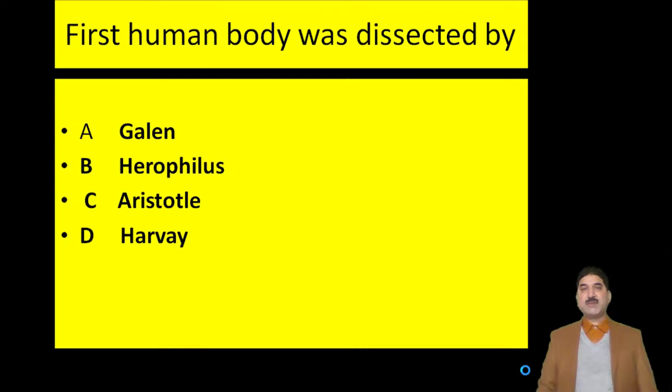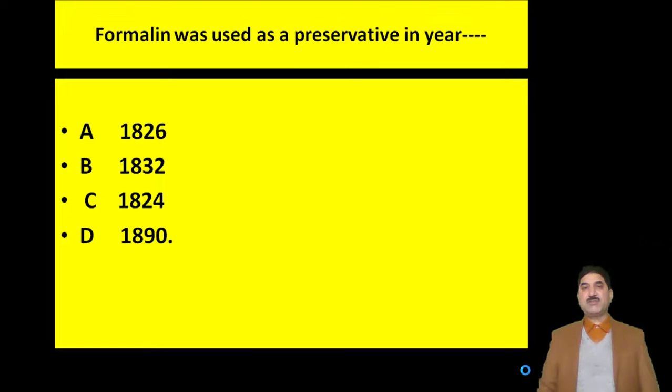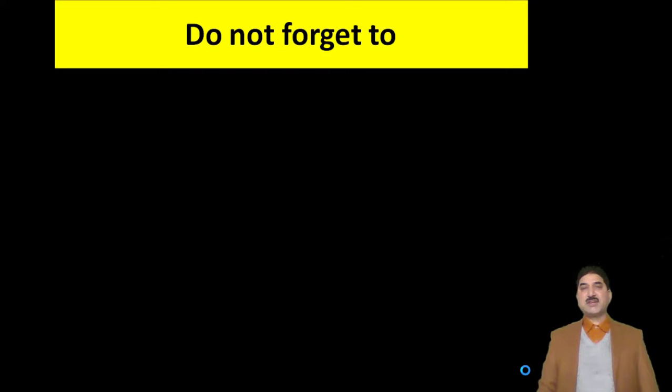Let us go for a quiz based on this lecture. First human body was dissected by Galen, Herophilus, Aristotle, Harvey. Herophilus is the correct option. In Edinburgh, dissection was made mandatory for medical students in year 1826, 1832, 1824, 1733. Formalin was used as a preservative in year 1890 is the correct option.